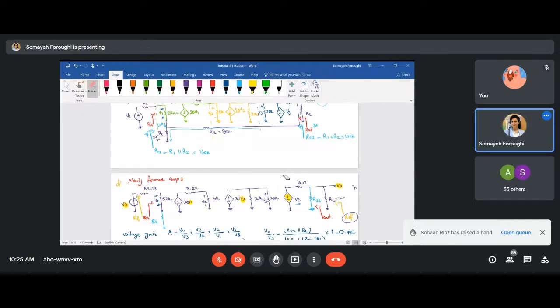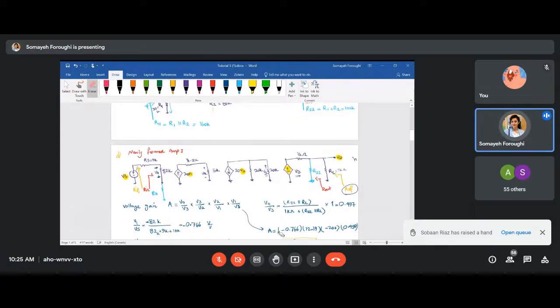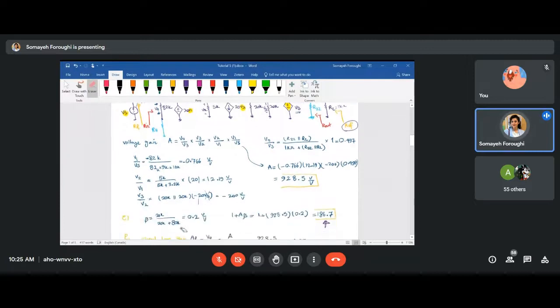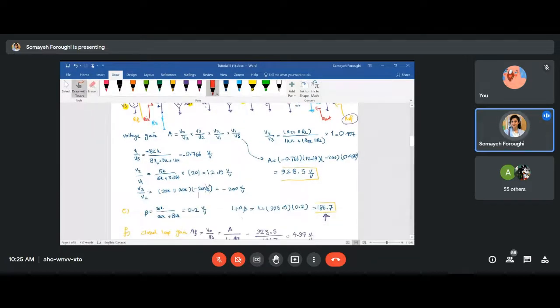No, the entire system gain. You find A, capital A. You see that the A which we found here is the total system gain. And then when you have that A, you will find your feedback, like 1 plus A beta. This is your feedback. And then you can find AF, which is the closed loop gain. You can find RIF, ROF, and whatever is needed.